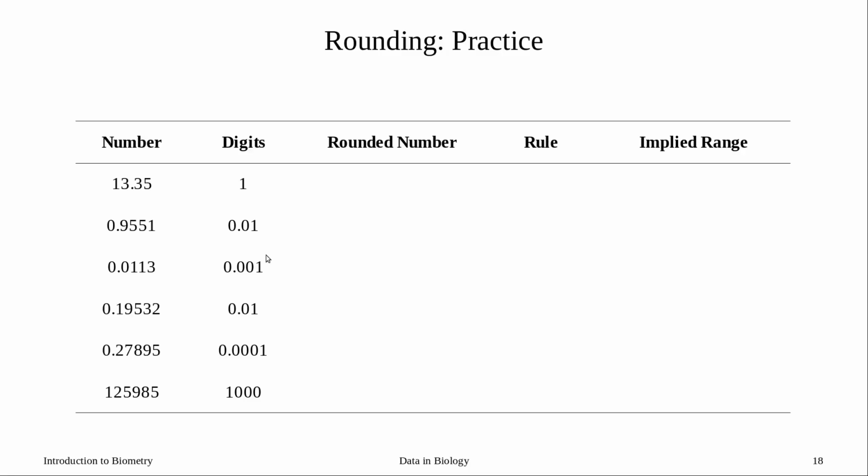Here's some rounding practice. I want you to pause this video and round the number to the digit that I specify. So round to the ones digit. Round the number and then give the implied range of that rounded number. Don't worry about the rule. I'm not going to ask you what rule you used to round. Just go ahead and practice rounding to the digit that I specify. So go ahead, pause the video, and work on that.